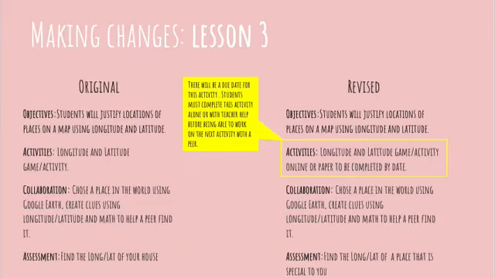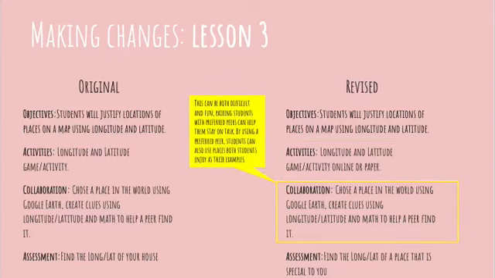So for lesson 3, the original was longitude and latitude gamer activity. This just got changed to longitude and latitude gamer activity online or paper to be completed by a certain date. So this is to pull in that, well, later you get to work with a friend, so you have to do this before you get to do the fun stuff. So that's going to keep them accountable, and they're going to want to get through that so they can work with their friend. And that next one we were just talking about, so instead of just a random person in your class, putting them with a preferred peer.